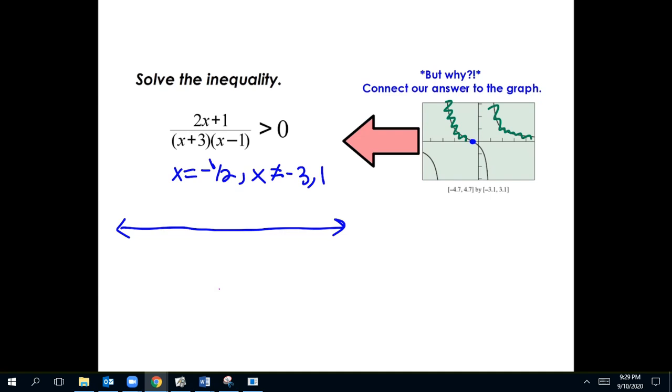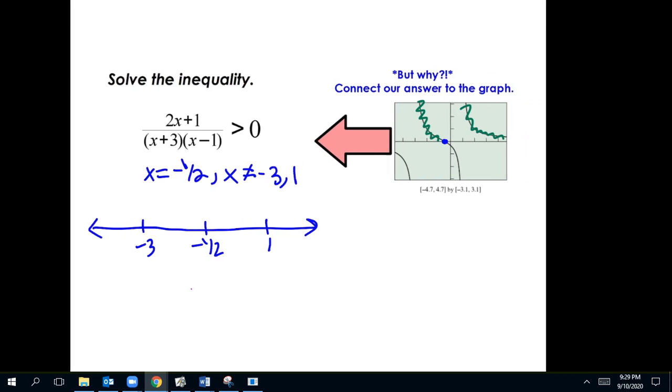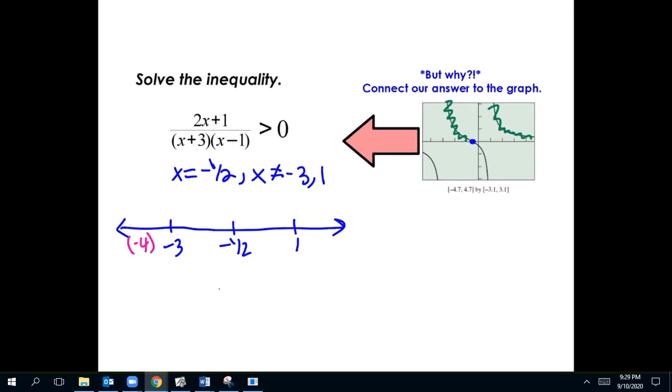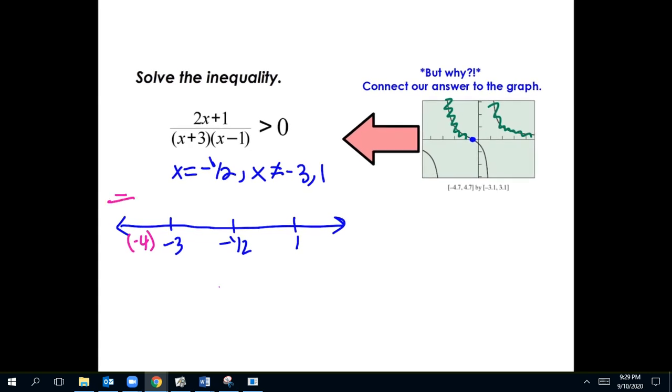And so we're going to put this in order. -3 would go first, -1/2, and then 1. And we'll do the same exact process. So I pick a number that's less than -3, like -4. I plug it in. That would be a negative over a negative times a negative. This is going to work out the exact same way as the polynomials. If you have an odd number of negatives, it's negative. If you have an even number, it's going to be positive because they'll cancel out.